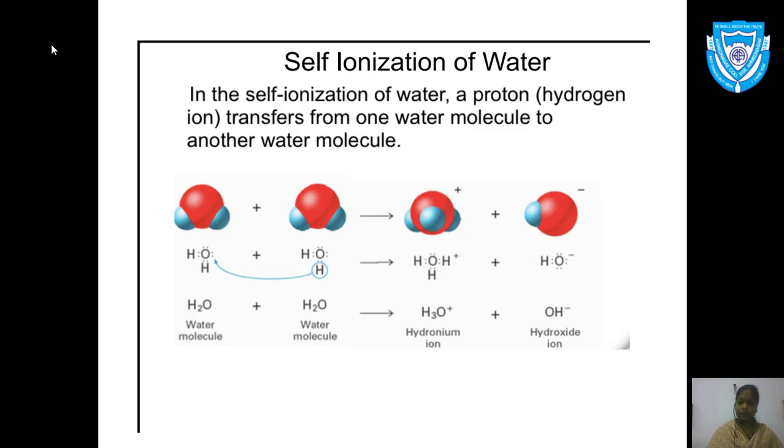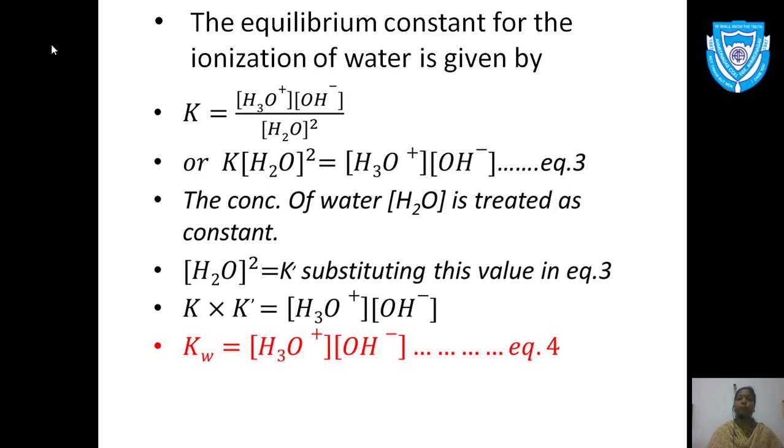Now to this reaction we apply the law of mass action, and we get a constant, the equilibrium constant, because we know that water is a weak electrolyte and it dissociates to a less extent. So by applying the law of mass action, we get K is equal to the concentration of H3O plus into the concentration of OH minus divided by the concentration of water raised to power 2. Then K into the concentration of H2O raised to power 2 is equal to the concentration of H3O plus into the concentration of OH minus.